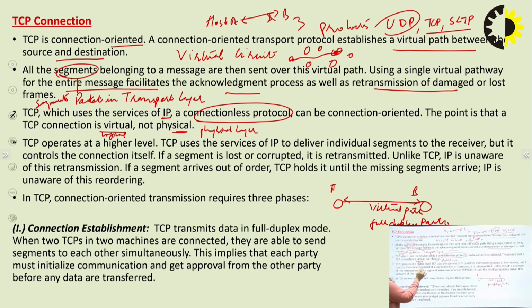Again, TCP operates at higher level in which the data is transferred, and TCP uses the services of IP to deliver individual segments, again, segments are packets, to the receiver. In TCP, the connection-oriented transmission requires three phases. The first one is connection establishment. So we are making the connection first, then we do the data transfer, and then we terminate the connection.